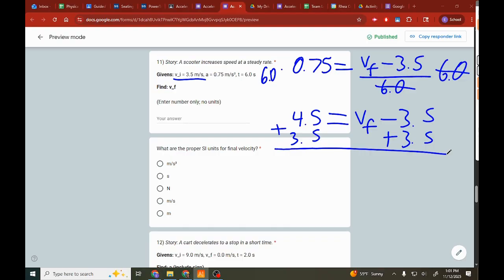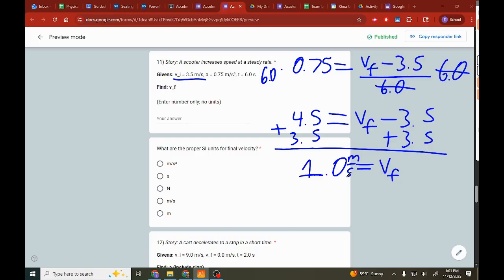4.5 minus 3.5 gives us certainly 1.0, because we need that tenths place to match with what we started with. And that's equal to VF. So that scooter, after everything is said and done, hold up, I think I may have made a mistake. Because this says the final velocity is 1, which is slower than what it started as. But it says it speeds up, increases speed. What did I do?